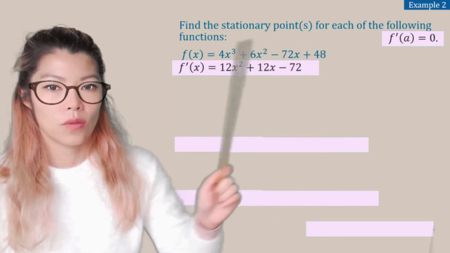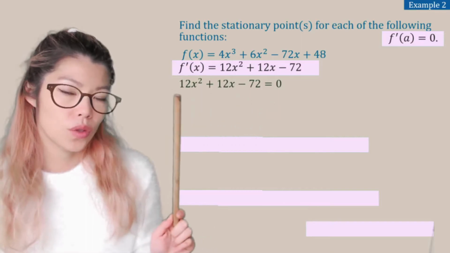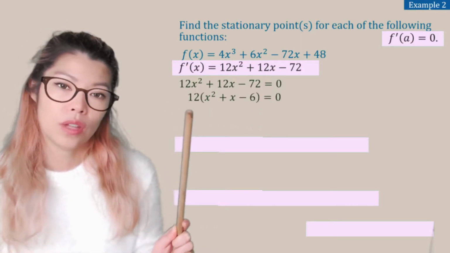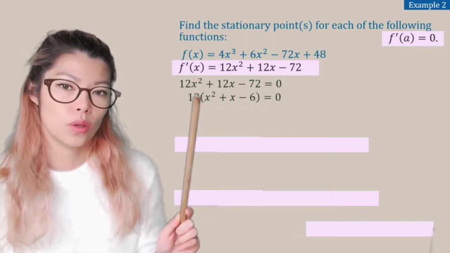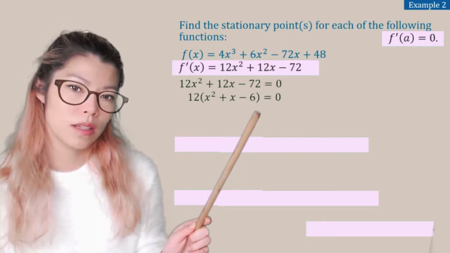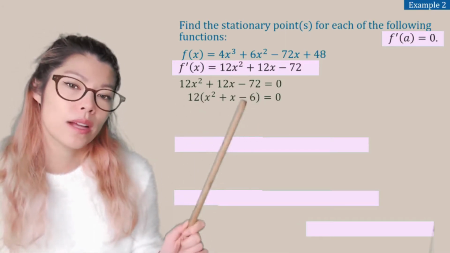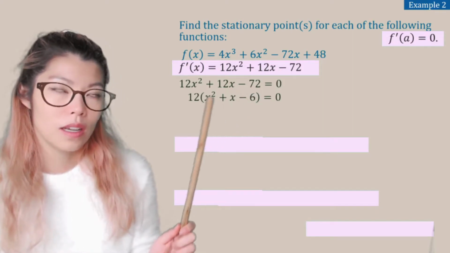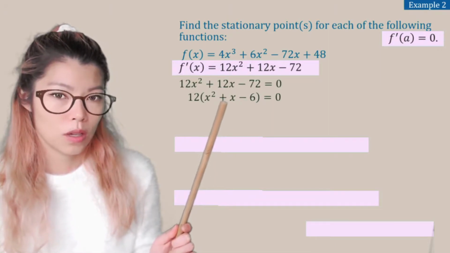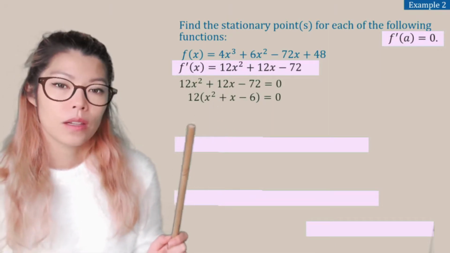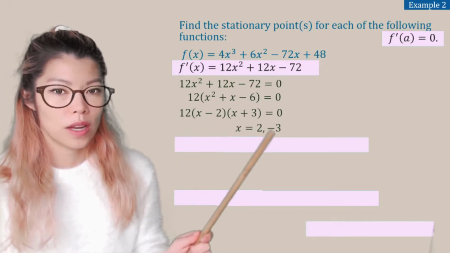So now when that whole thing equals 0, we have something quite big. So what can you do? You can take out the 12. So let's do that. So we have x squared, 12x becomes x, minus 72 is minus 6 because 12 times minus 6 is minus 72. Now can you factorize that? What two numbers multiply to give you minus 6 and add to be 1? 3 times 2 is 6, so minus 2 because we wanted the middle to be positive. So now we have x minus 2 and x plus 3, so our x values are 2 and negative 3.